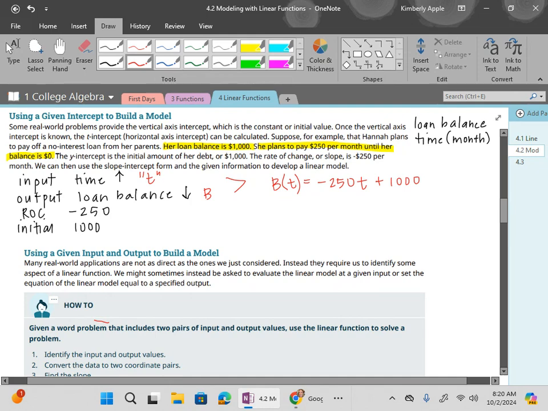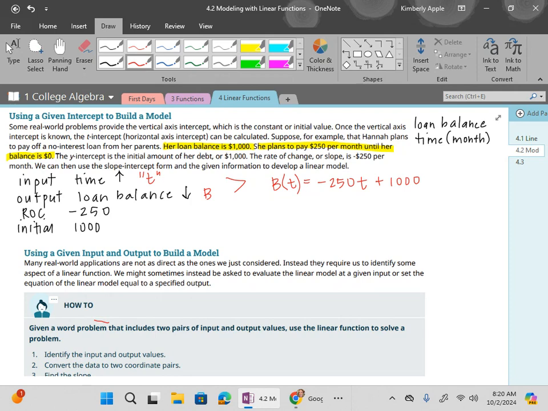Because when time is zero at the outset of our scenario, if we plug in a t of zero, what is the loan balance? $1,000. That makes perfect sense, right? And so if t is 1, she's made one payment, so the loan balance decreases by $250. Okay, so 1,000 minus 250, that's going to be $750. So she has $750. Does that make sense?